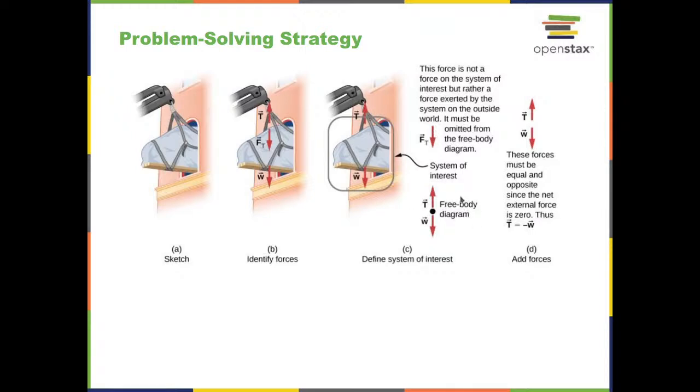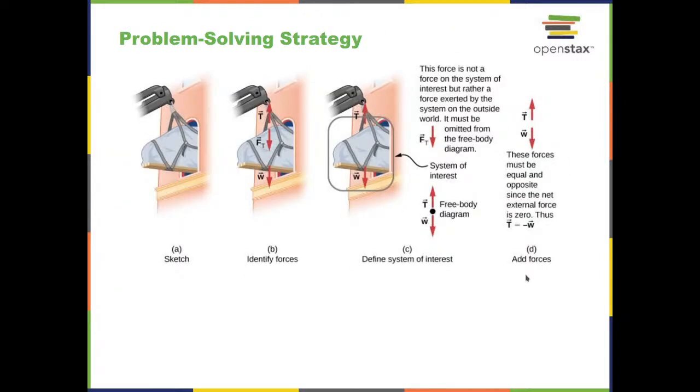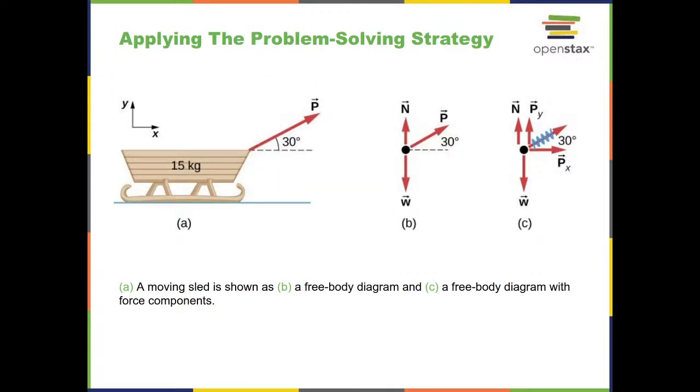Then of course we draw a free body diagram, add the forces, and calculate what it is that we're asked to calculate. So in this case, calculate the tension. So we can apply that strategy to an example problem here. So we have a sled that is on a horizontal surface without friction. Let's say it's ice, and there's no acceleration. That's the setup of the problem.